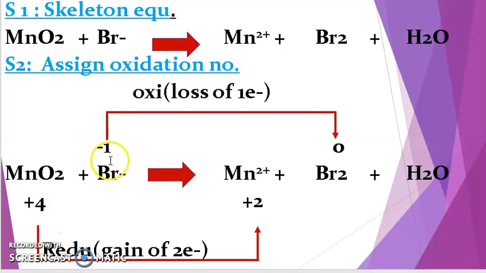So the minus 1 oxidation state, with the loss of 1 electron, so that only we got the 0 oxidation state. That means so that only we got Br2 here. So there is an oxidation.